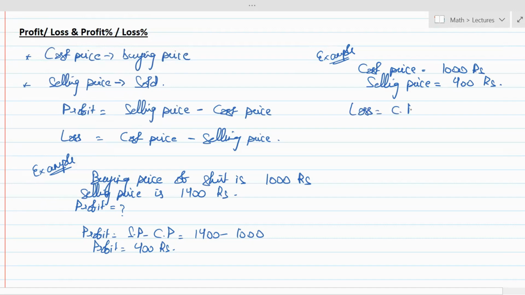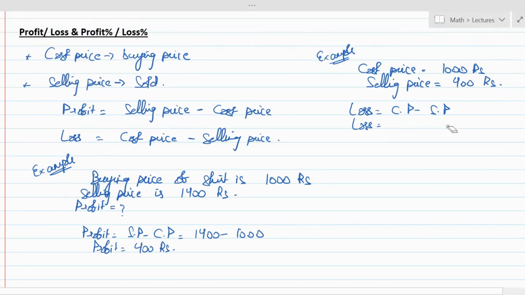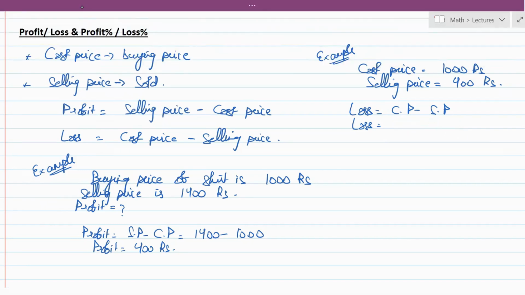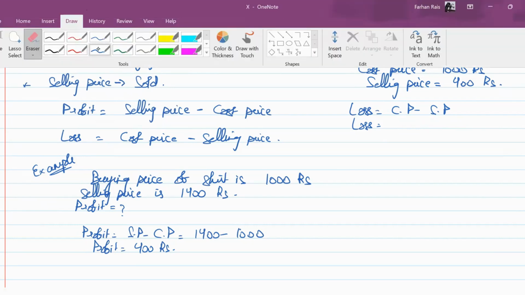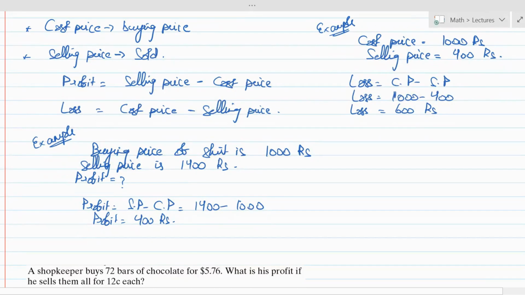Whenever we have a selling price less than the cost price, it's the case of loss. So loss would be the cost price minus the selling price. Sorry, it has to be the other way around: loss would be equal to 1000 minus 400, and that gives us 600 rupees, the loss. So this is how we calculate the profit and loss. We'll do one more word problem related to it.